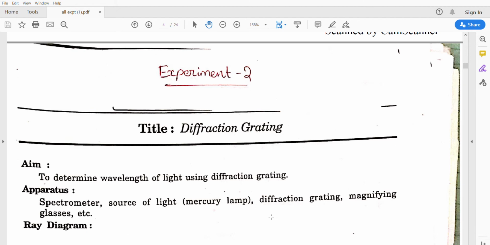we will go for the aim of the experiment and the apparatus required for this experiment. First, to understand what diffraction is: diffraction is a phenomenon in which, when light waves travel through a slit, they bend and travel into the shadow of the slit or the edges of the object. So this diffraction phenomenon is nothing but the bending of light at the edges of an obstacle or at a slit. This bending of light depends on two factors.